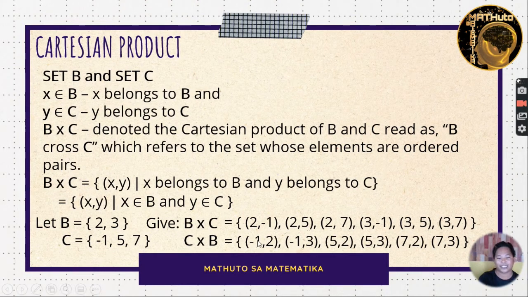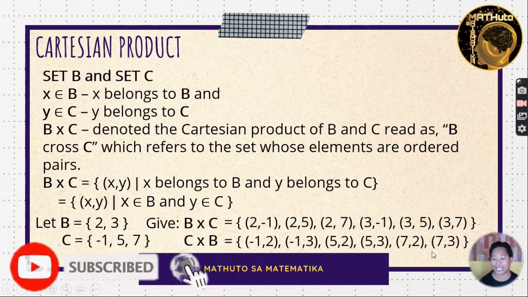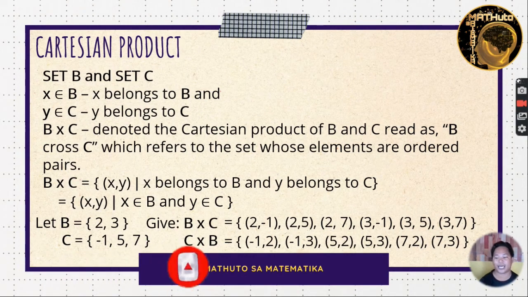So we have negative 1, 2, negative 1, 3, 5, 2, 5, 3, 7, 2, 7, 3. So, magkaiba po yung ating B cross C and C cross B. So, baliktad po yung ating set of ordered pairs po.